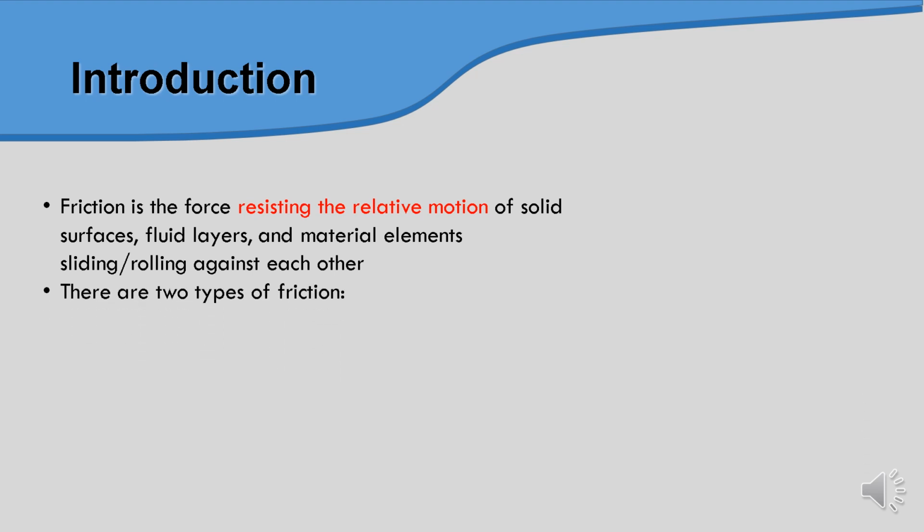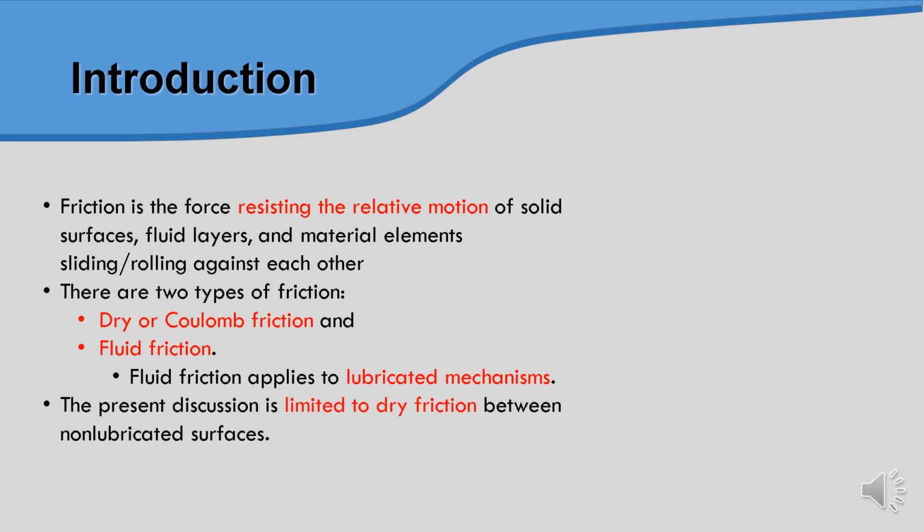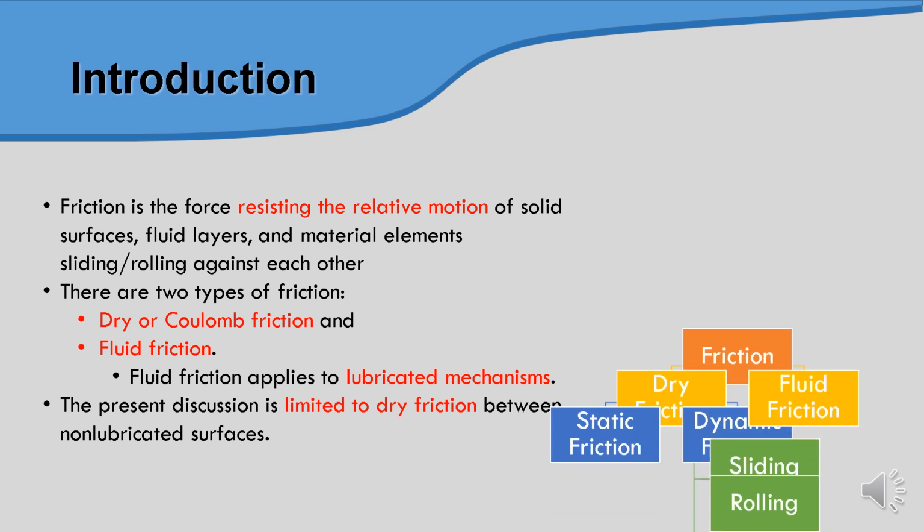There are two types of friction. Basically, we have dry or Coulomb friction, and we have fluid friction. Fluid friction applies to a lubricated mechanism. In this chapter, we only cover dry or Coulomb friction, so we don't cover fluid friction. The present discussion is limited to dry friction, between non-lubricated surfaces.